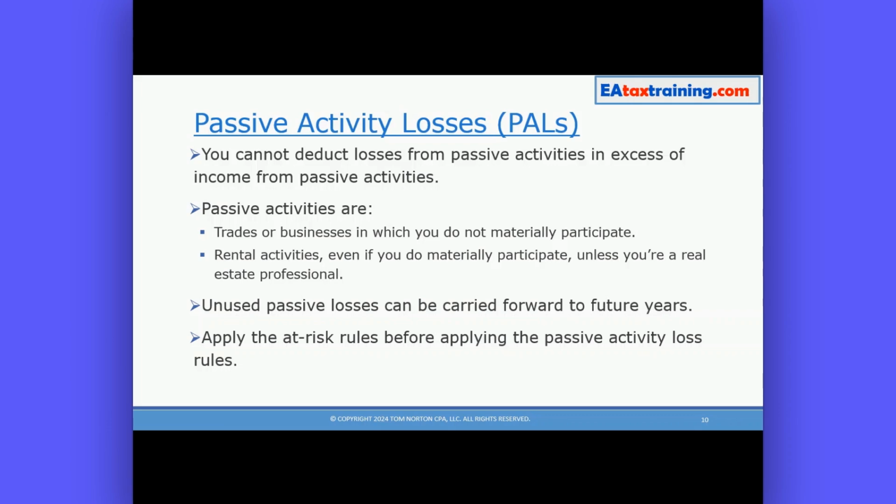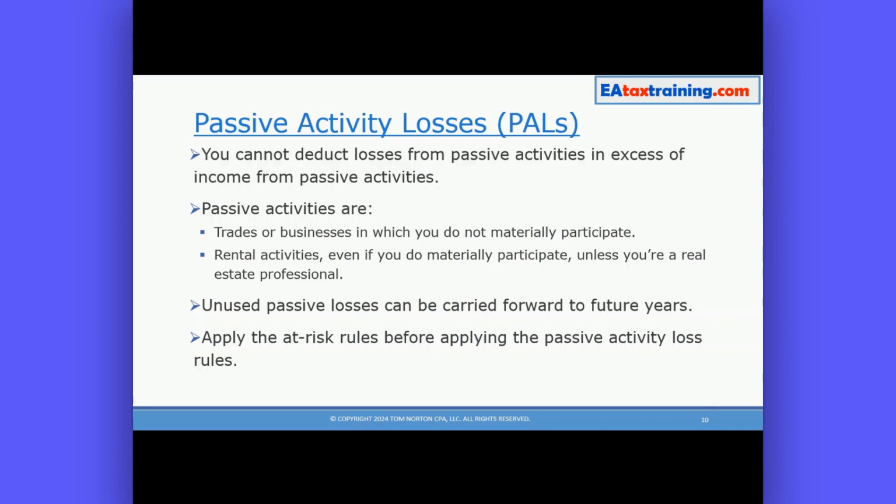Any unused passive losses can be carried forward to future years. So this is similar to the other losses we've talked about. You have a passive loss you can't use this year, you can carry it forward to next year, the year after, etc., to offset passive gains that you may have in those years.